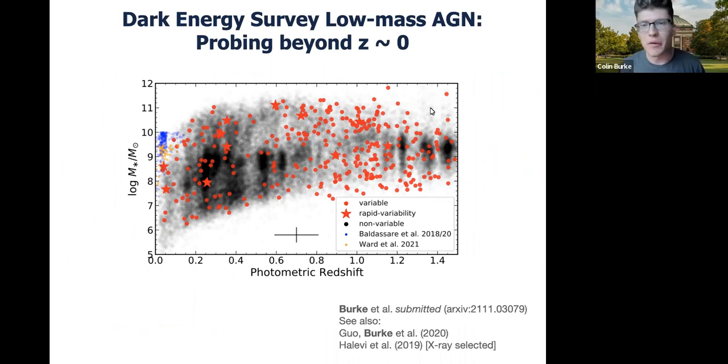And our AGNs are shown in red here. And the ones with rapid variability, which is around a month or less, which the DES light curves are more sensitive to, are shown with the red crosses, red stars. And what we see is that this indeed probes higher redshifts and, given a fixed redshift, lower stellar mass systems. And so for comparison, here's the Vivian Baldessare wide field survey work and similar work using ZTF data from Ward 21.